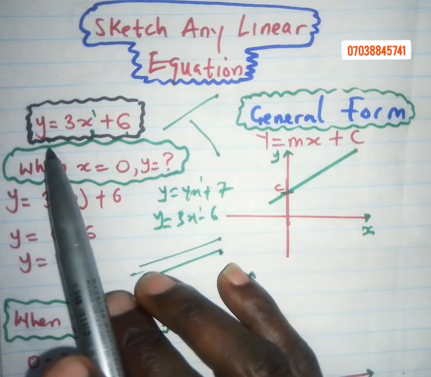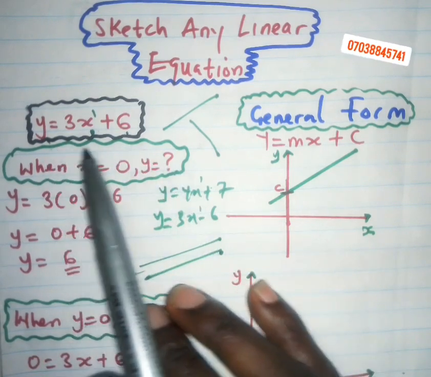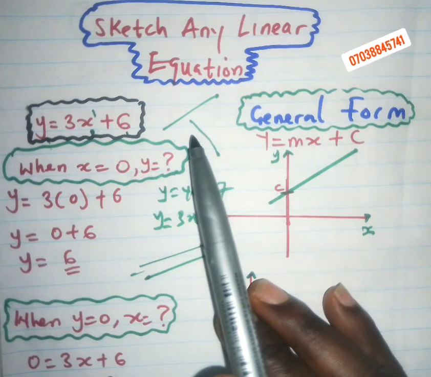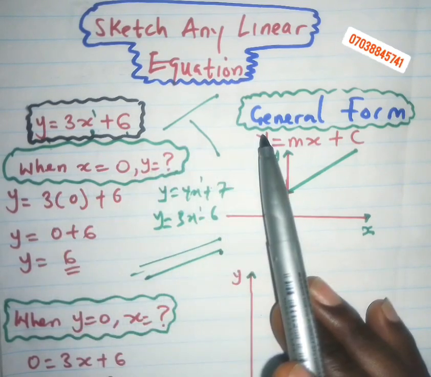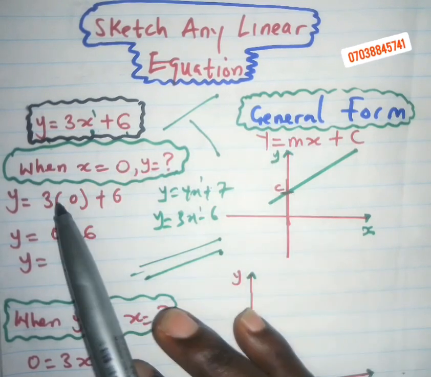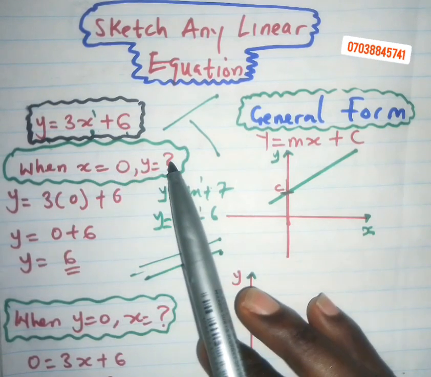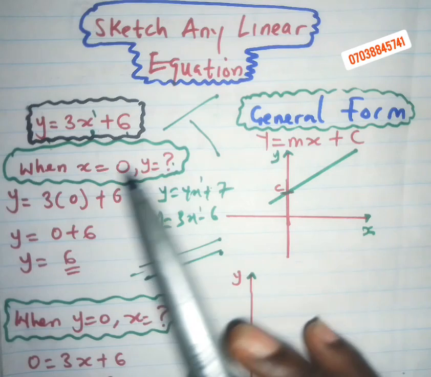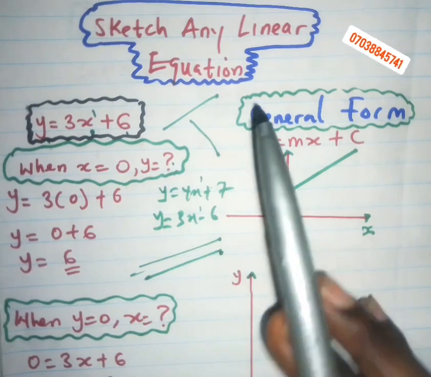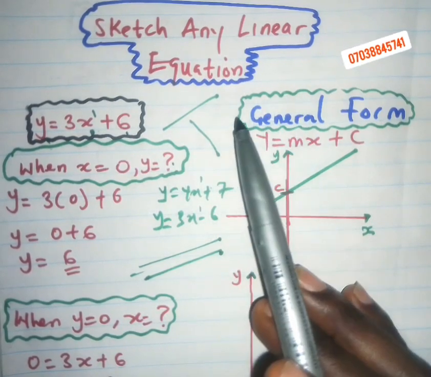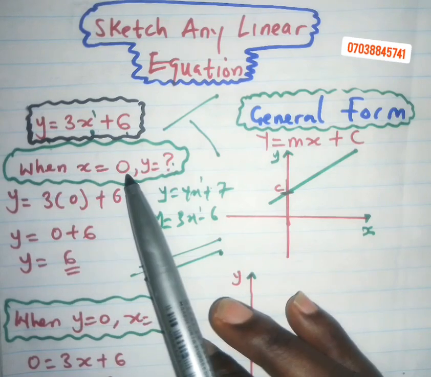You need only 2 points to form a straight line. So to plot this equation, since you know that it's a linear equation and it's going to be a straight line, you need to just get 2 points. And the 2 easiest points to use are from the origin. You just say when x is equal to 0, what is y? And when y is equal to 0, what is x? So let's start with the first one. When x is equal to 0, what is y?